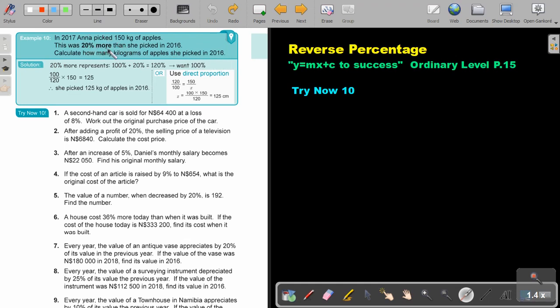It's all about that more. So actually it was 20 plus the original full amount, 100, so it was 120%. That is equal to that 150. So if I want the full amount, the previous amount, I say 100 over 120, multiply 150, and I will get 125. She picked 125 kilograms of apples in 2016.